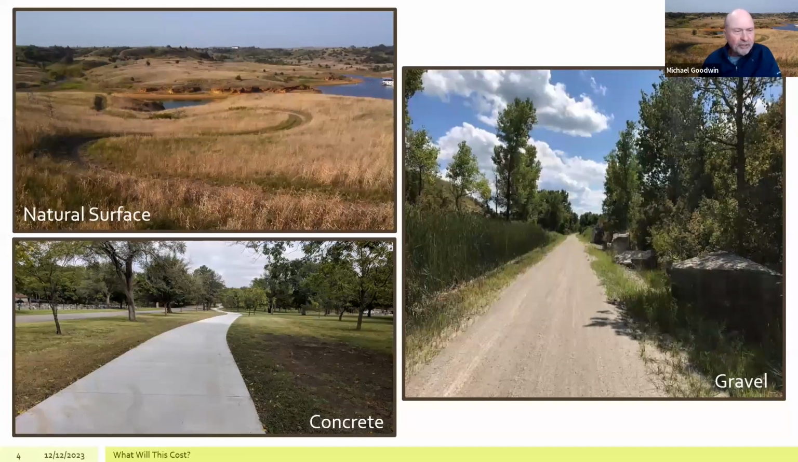The upper left, the natural surface, is this beautiful winding trail out at Wilson Lake in the Switchgrass Trail System. On the right is the limestone screening type trail that you see on rail trails and a lot of urban trails. And then of course concrete, which is obviously the most durable of all of these surface types.